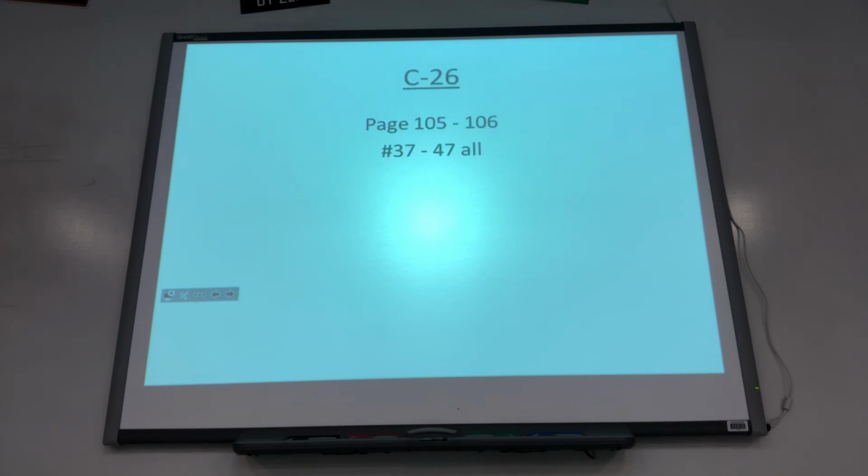Let's go ahead and take a look at our assignment. It should be C26 here. From page 105 to 106, we've got numbers 37 to 47 all.